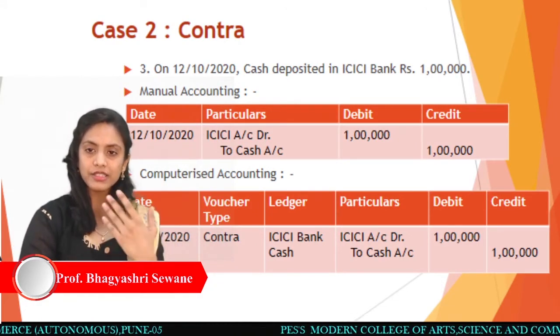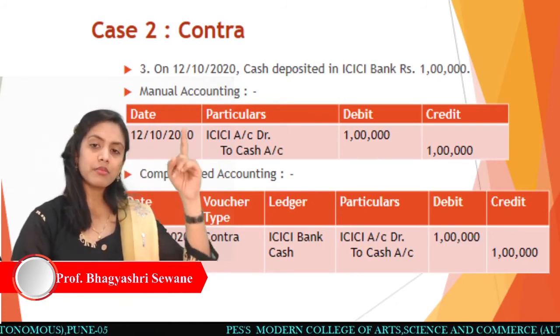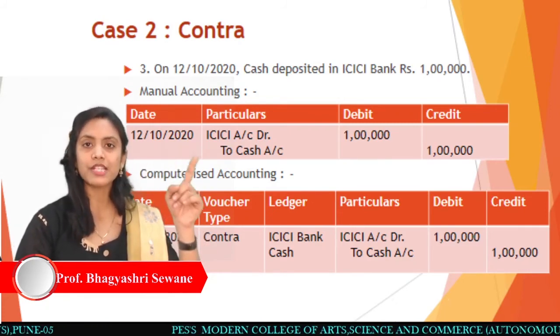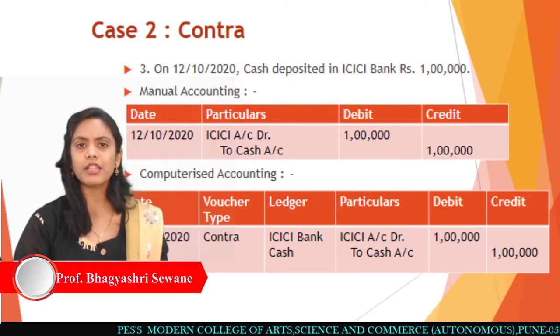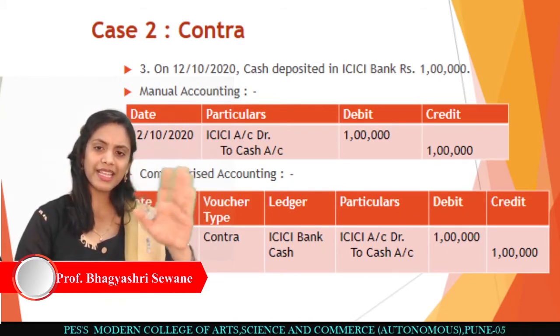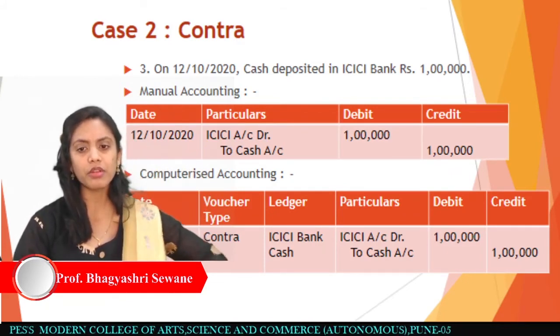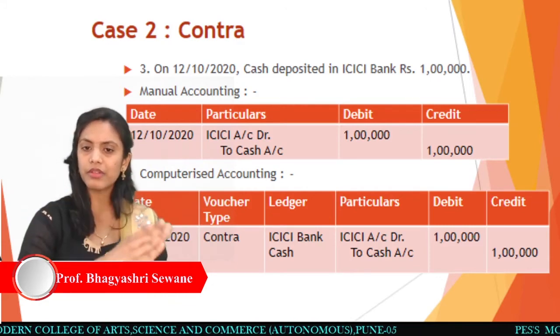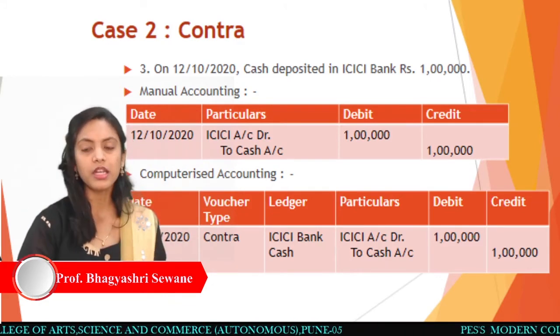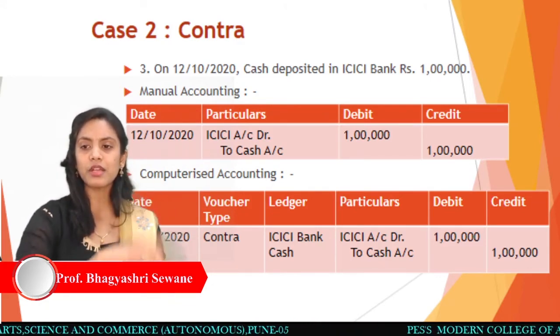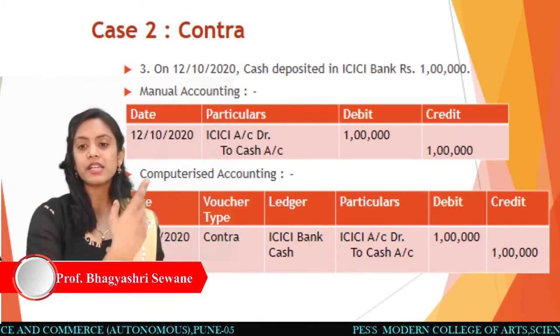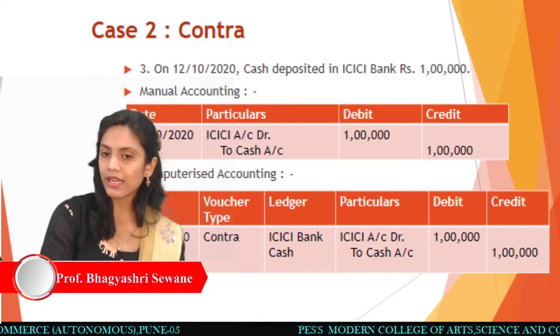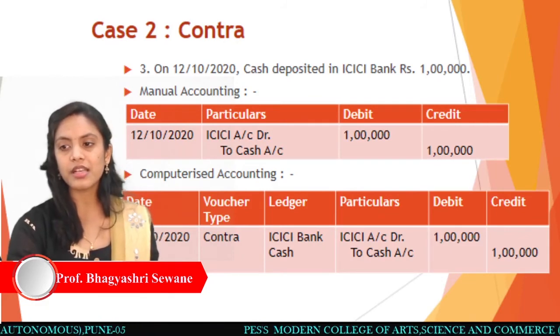And on the next day, that is on the 12th of October, in the month of October. Of course, this date is not acceptable by Tally, so I will put a first or second date of October only. We will choose the month October, but we will keep the date as first or second. So on 12th of October 2020, cash deposited in ICICI Bank rupees 1 lakh.